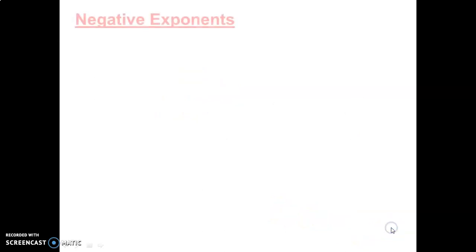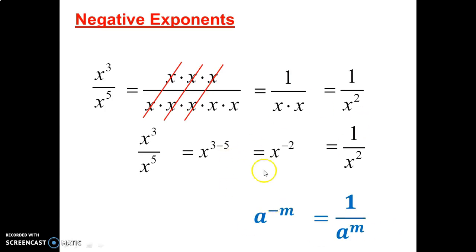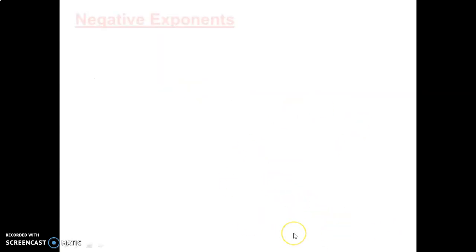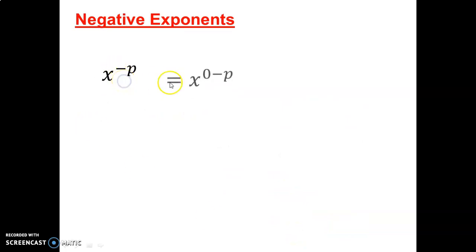Okay, with that, one more look at negative exponents. So this is one way to kind of derive where this rule comes from, and here's another way. Let's say we have x to the negative p. That is the same as x to the 0 minus p. Now use the rule about division and subtraction of exponents here. What would that look like?